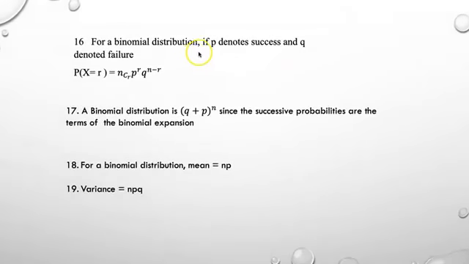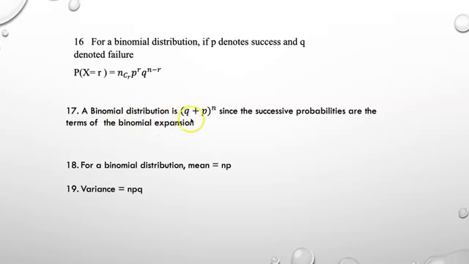So for a binomial distribution, if P denotes success and Q denotes failure, probability that x equal to r is given by nCr p raised to r q raised to n minus r. So these are the terms. This is a probability of a binomial variable where x equal to r.